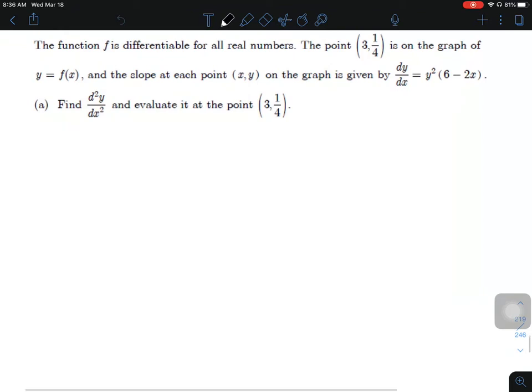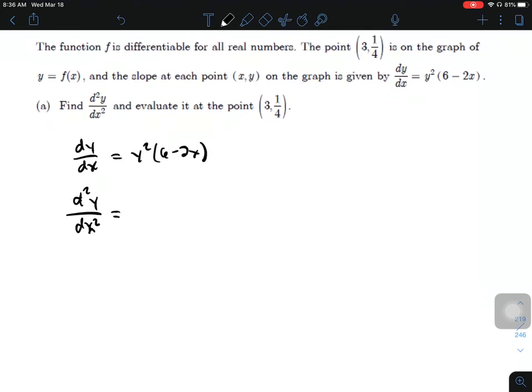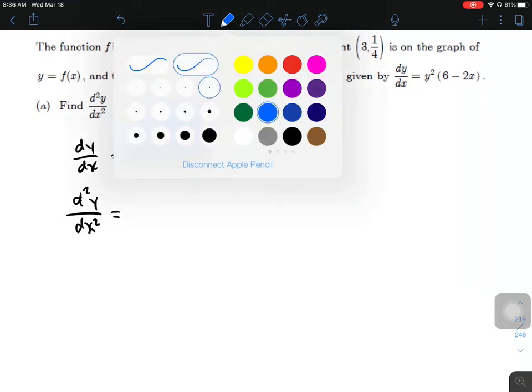Alrighty. Well, since we already have the derivative, to find the second derivative, we just got to find the derivative of this derivative. So the second derivative with respect to x, remember that's how the notation is, we're going to have to use the product rule for this. We're going to also be doing some implicit differentiation because that y squared is not the correct variable.